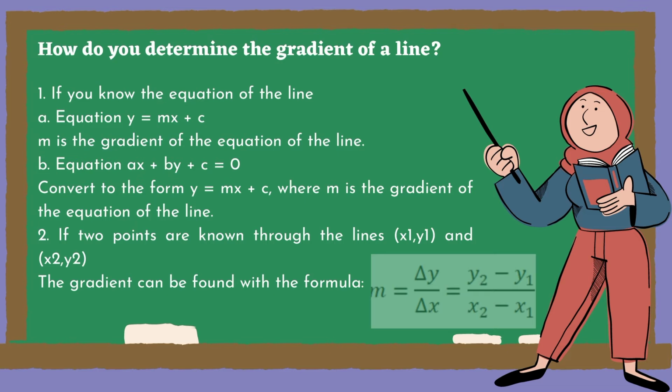And the second, if two points are known through the line, (x1, y1) and (x2, y2), the gradient can be found with the formula m equals delta y over delta x equals (y2 minus y1) over (x2 minus x1).